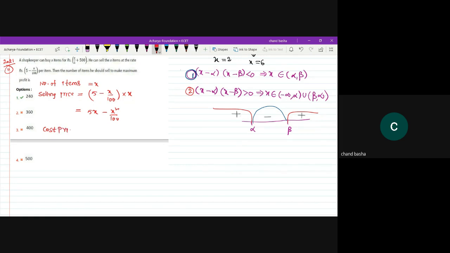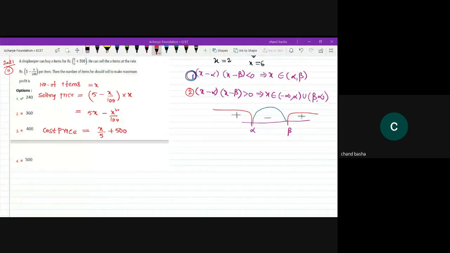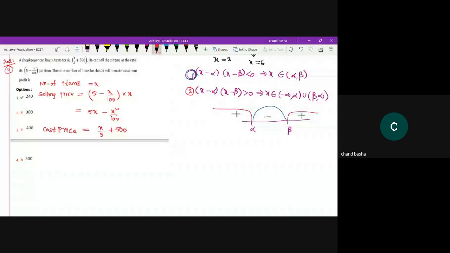Cost price of the total number of items is equal to X by 5 plus 500. Cost price of X number of items is equal to X by 5 plus 500. The shopkeeper buys X number of items. See here, cost price of X number of items, but selling price for each item. So what is the profit?